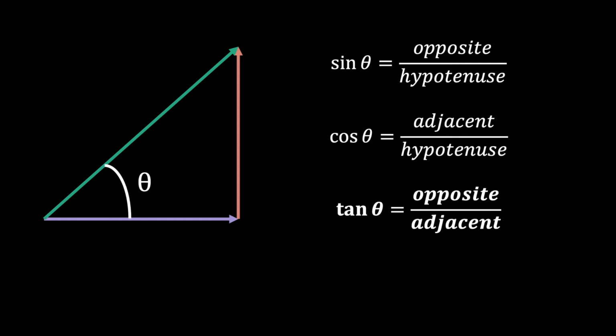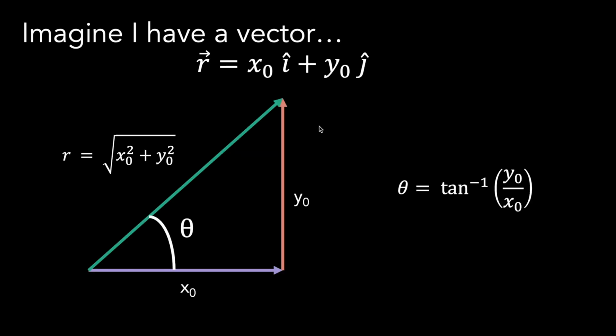In other words, tangent. Now to find the angle theta, I take the arctangent of the opposite, y naught, divided by the adjacent, x naught. So I have that theta is equal to tangent to the -1, or the arctangent, of y naught over x naught. And that value will give me the angle theta. I will not be able to calculate this by hand, most likely. I will want to grab a calculator.